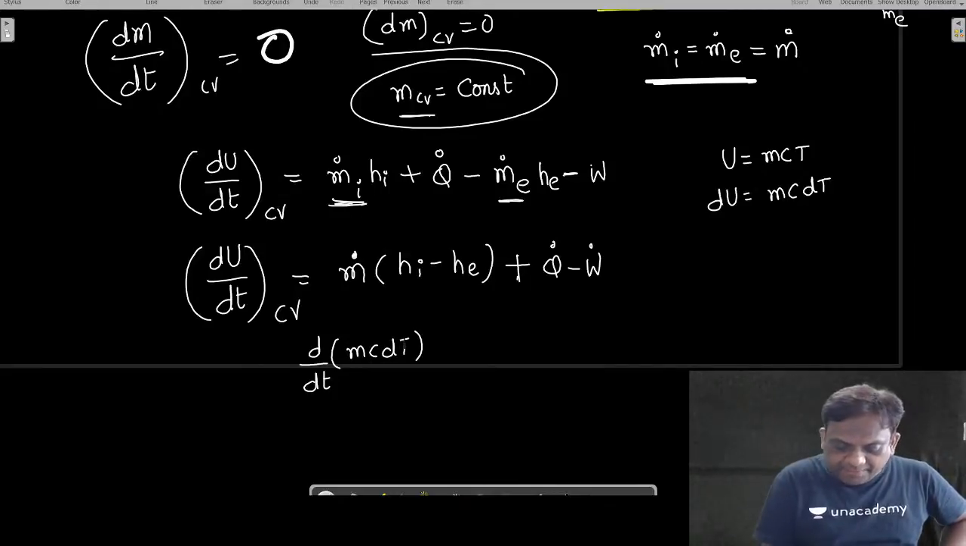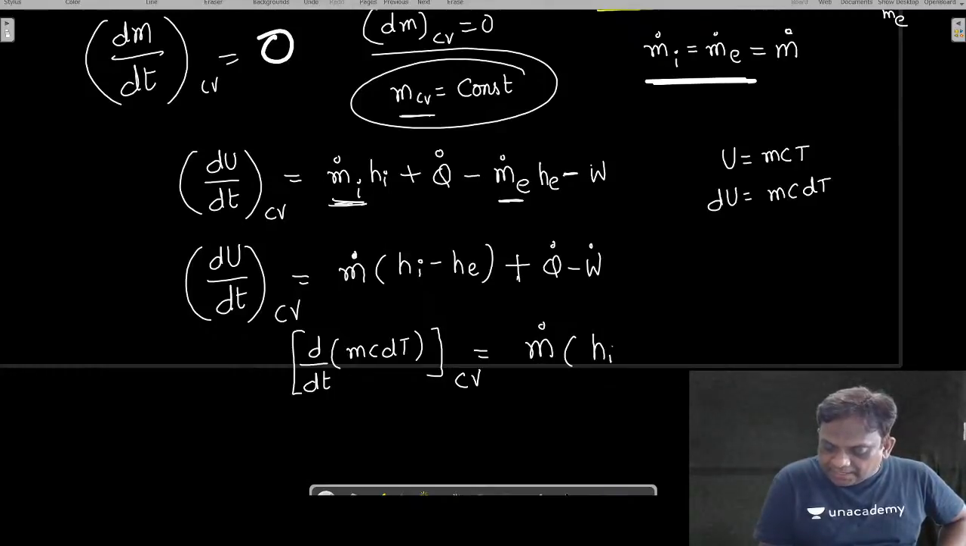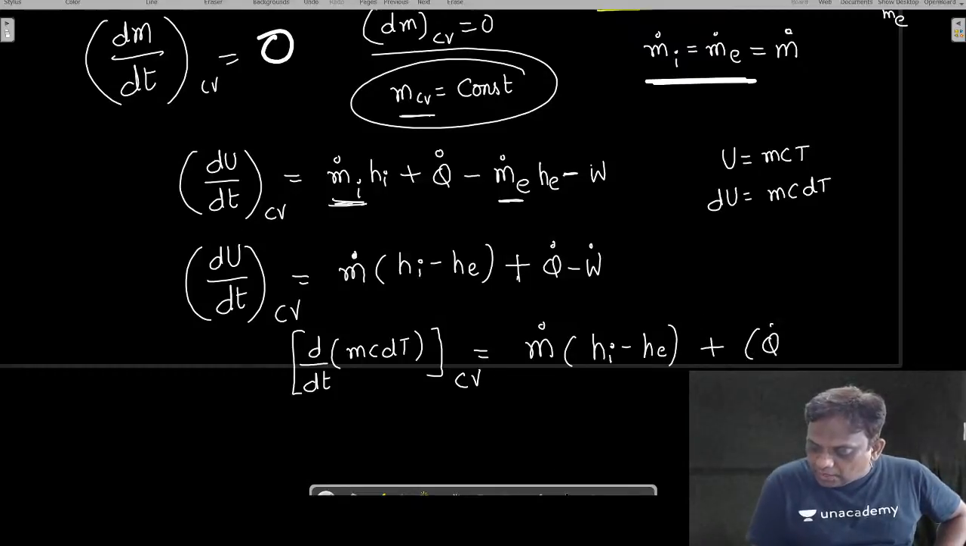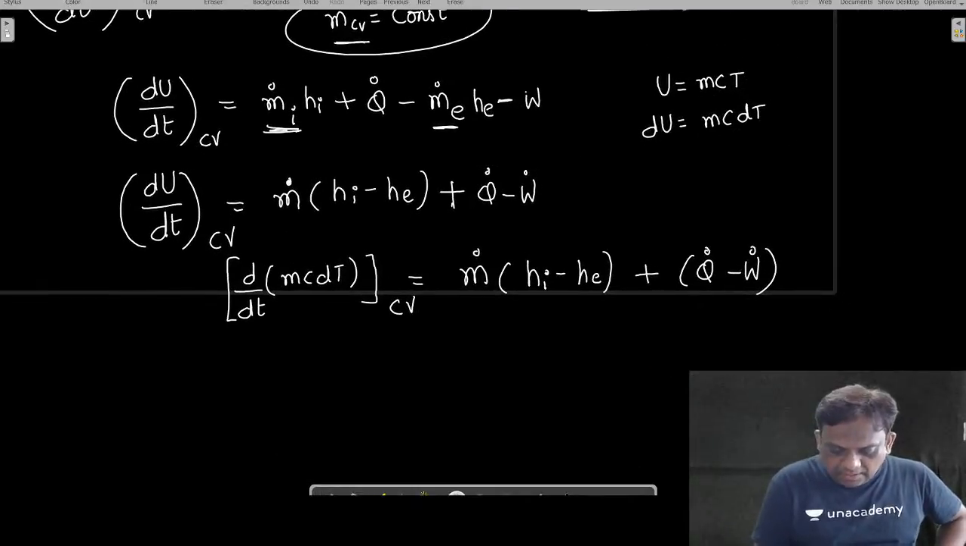I repeat, d by dt of U is mcdt, and that is in the control volume, and that is equal to m dot into hi minus he plus q dot minus w dot. Okay, no problem at all. Wonderful, my dear friends.